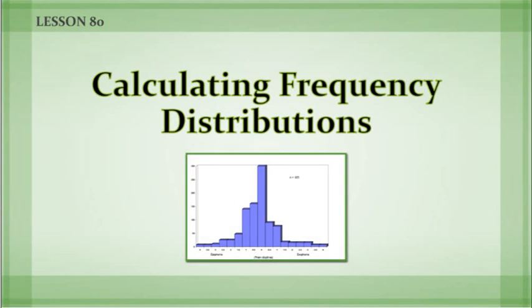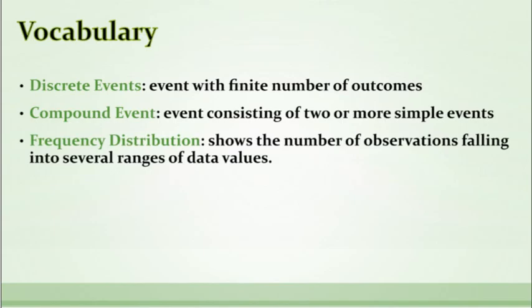Lesson 80, calculating frequency distribution. First off, some vocabulary words. Discrete events just means events with a finite number of outcomes, a certain amount of outcomes. Compound event means an event consisting of two or more simple events. And then the main focus today, frequency distribution, shows the number of observations falling into several ranges of data values.